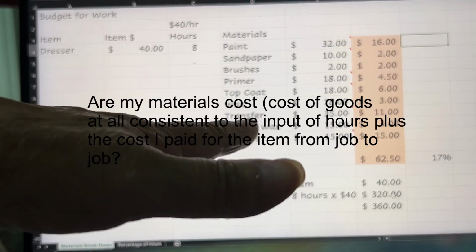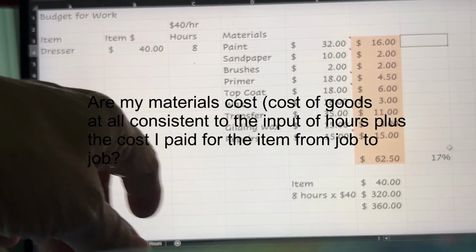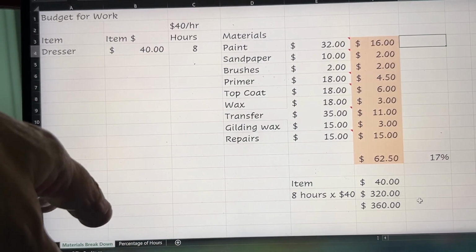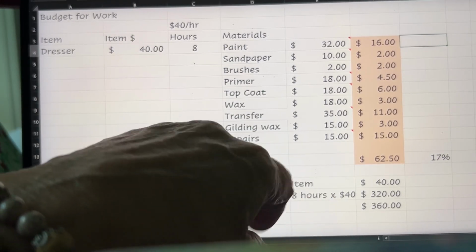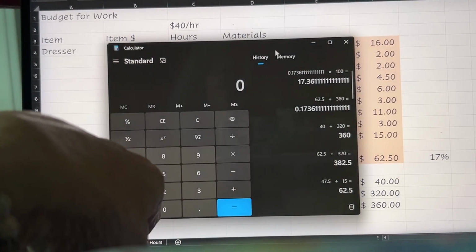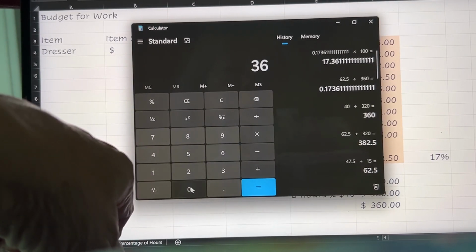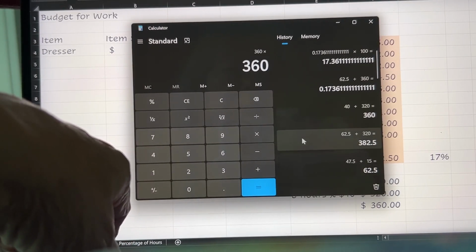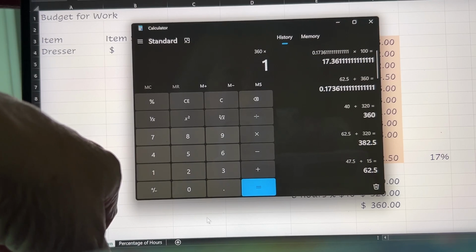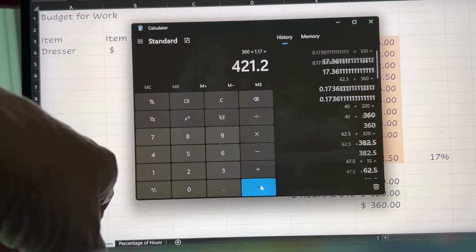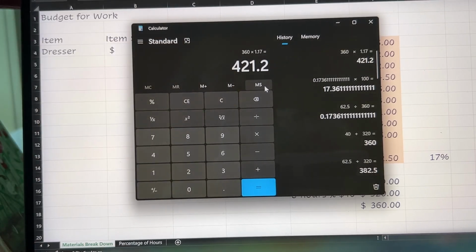And I thought I could maybe get $450 for it, but let's just see. I've got $360. Let's go back to the calculator and say $360 times 1.17, and that equals 421. And like I say, I round up, so I'm going to round up to 450.